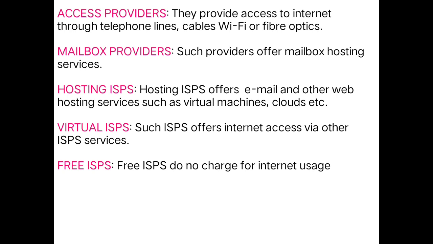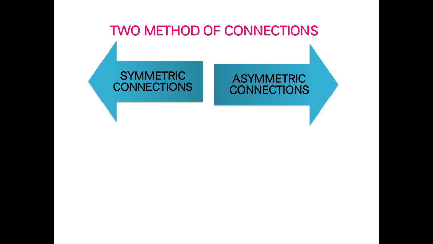And the last one is free ISP. This type of ISP provides access to the internet without charge to the user. The service is supported by advertising, which appears on a special version of the user's browser and cannot be eliminated. Okay, next there are two methods of connection. One is symmetric connection, another one is asymmetric connection.